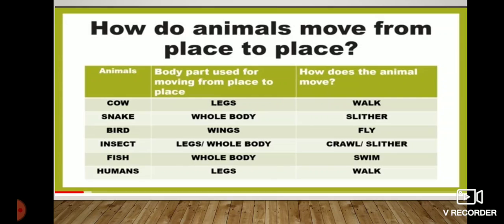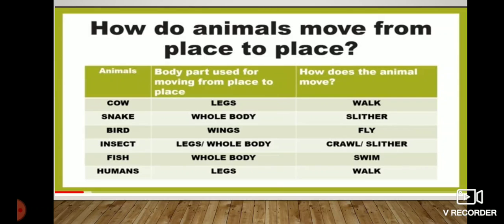Insects, they use their legs or whole body or sometimes their wings to fly, crawl or slither. Fish, they use their whole body or fins to swim, and human beings use their legs to walk. So, walk, run, fly, jump, creep, crawl, slither, and swim. These are only a few of the ways in which animals move from one place to another.